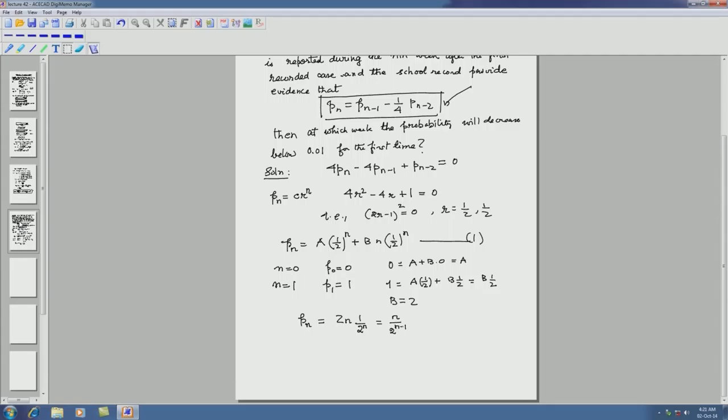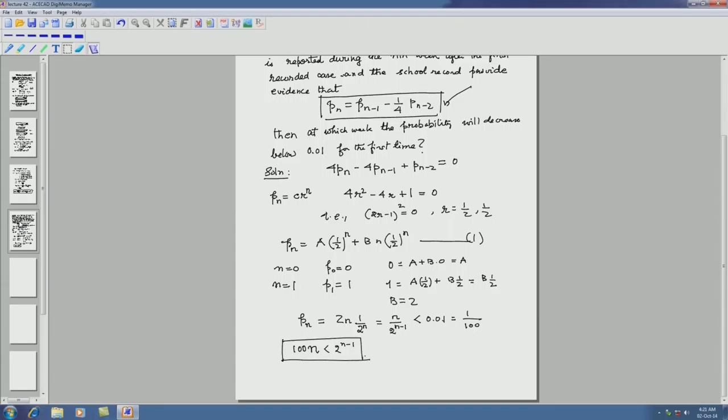Now, we want this probability to drop below 0.01 for the first time. 0.01 is 1 by 100. Therefore, we would like this equation to hold, that is 100 n less than 2 to the power n minus 1.